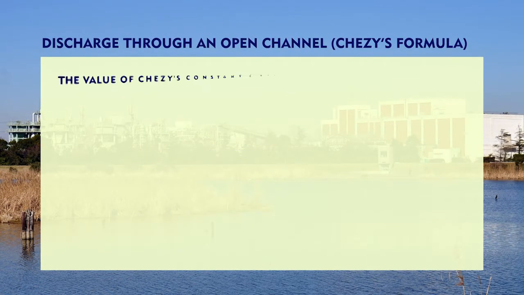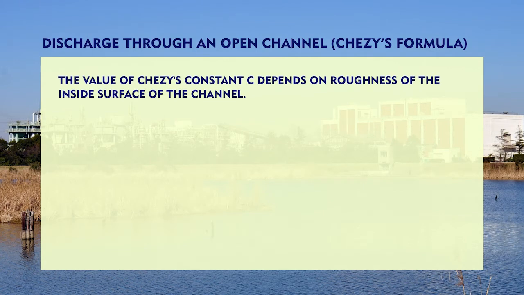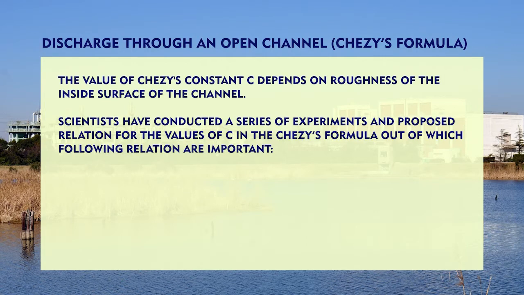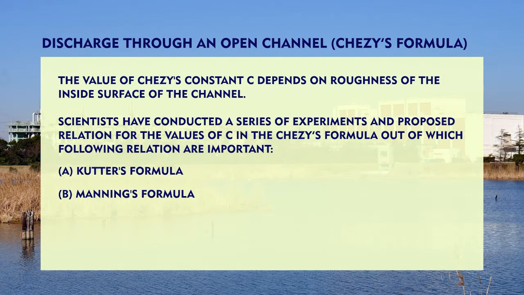The value of Chezy's constant C depends on roughness of the inside surface of the channel. Scientists have conducted a series of experiments and proposed relations for the values of C in the Chezy's formula, out of which the following relations are important. First is Kutter's formula and second is Manning's formula.